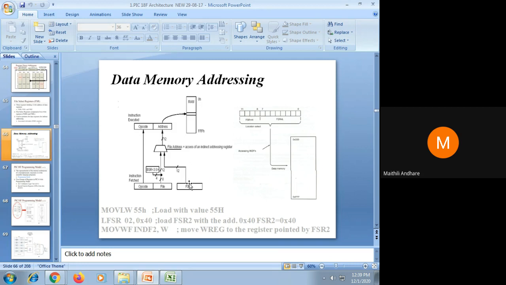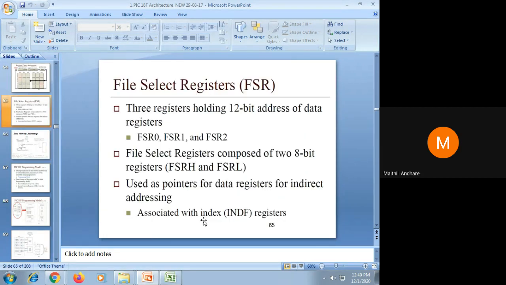So see here, instead of directly going to that particular location, through the file select register the location will be loaded, and INDF is the index register which points to the FSR2, and the FSR2 contains the exact location, and then the particular value at that location can be taken in the particular register. So it is the same as your indirect addressing mode in 8051 microcontroller. Through INDF register we can indirectly access the data memory.